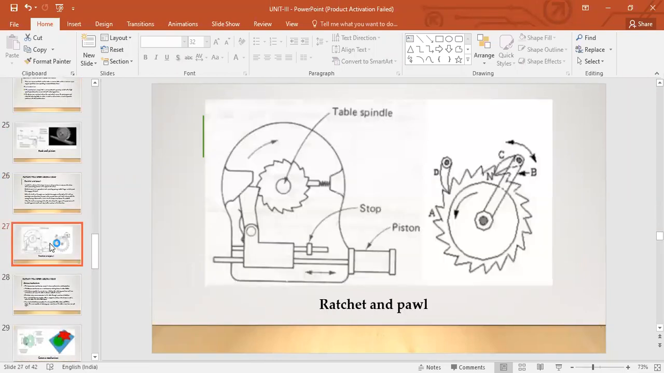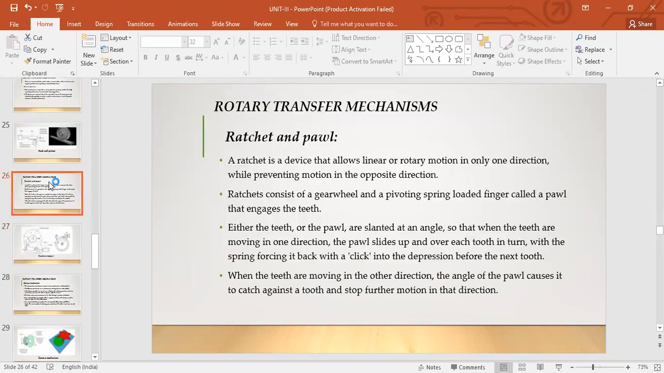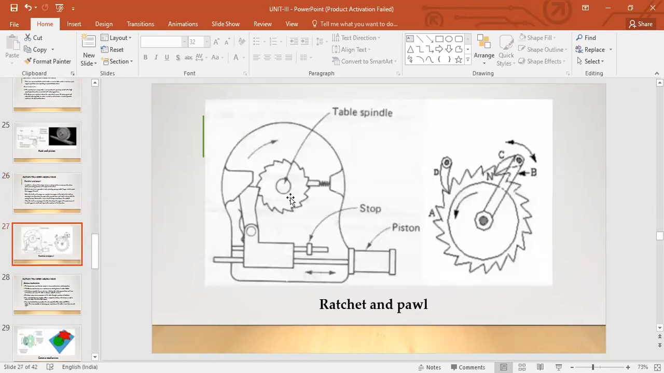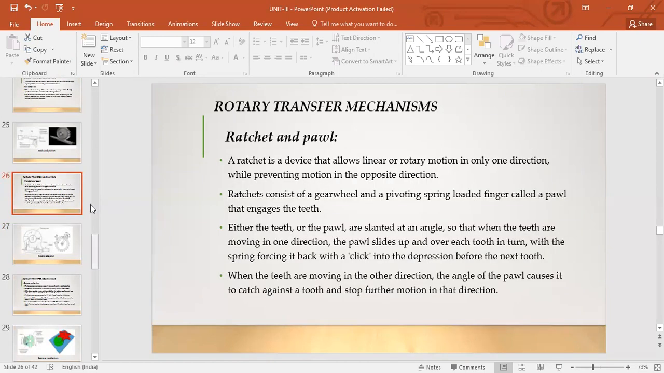The other thing is your ratchet and pawl mechanism. So a ratchet is a device. Basically, this is what I was talking about for that clutch mechanism. Don't confuse it. I was trying to explain the clutch mechanism by mentioning a ratchet. So if you have this kind of mechanism, a ratchet is a device that allows linear or rotary motion in only one direction.